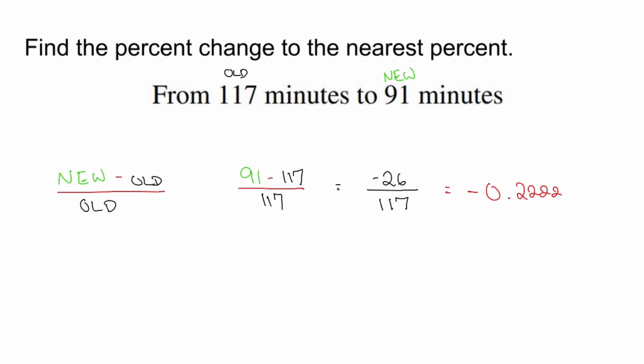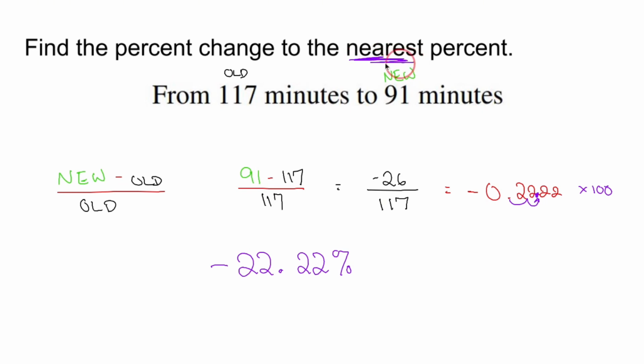Now, this is a decimal. This is not a percent. So in order to turn this decimal into a percent, you multiply it by 100. The trick that you could use instead is to move the decimal to the right twice. So what we have is negative 22.22%.